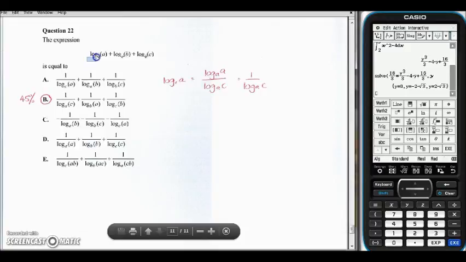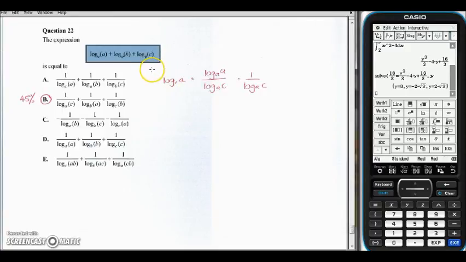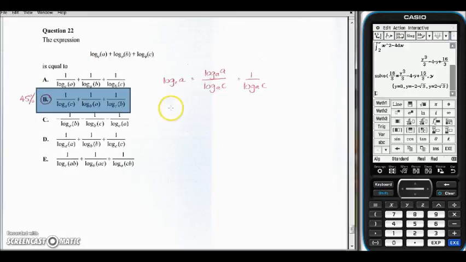So the final question, which was much easier than it looks. This expression here, log_C A plus log_A B plus log_B C, is equal to what? The key was to look at the change of base formula. If you change the base of log_C A to A, you get log_A A over log_A C, and log_A A is just 1, so it's 1 on log_A C. If you do the same thing, changing this base to B and this base to C, you get this one here. So the answer was B.